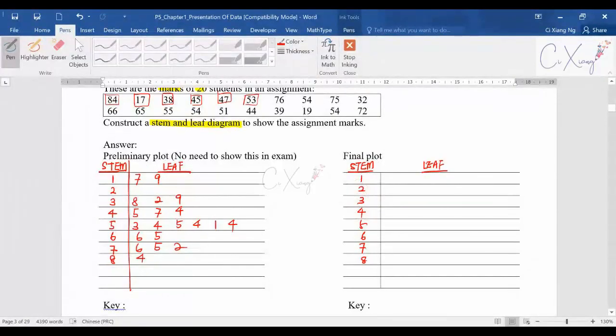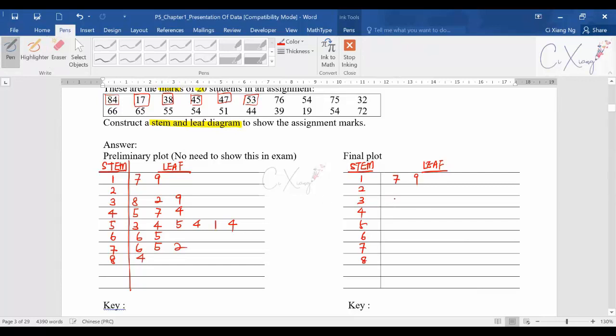Then after that, just arrange the leaf. So the first one is 7, 9, no problem. For 2, you just leave it empty. Don't feel your hand itchy and go and write it as 0. When you write a 0 here, that means there's one student who scored 20. If you didn't write anything, that means there's no student who scored 20-something. So it is not the same. So just make sure that you don't go and write a 0 here. When you see 2 is empty, please don't write anything.